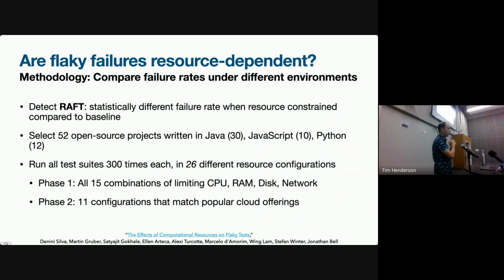So in this study, we aim to detect what we call resource-affected flaky tests, or RAFT. We define a test as RAFT if its failure rate is statistically significantly higher when run in a resource-constrained environment than in a baseline one.